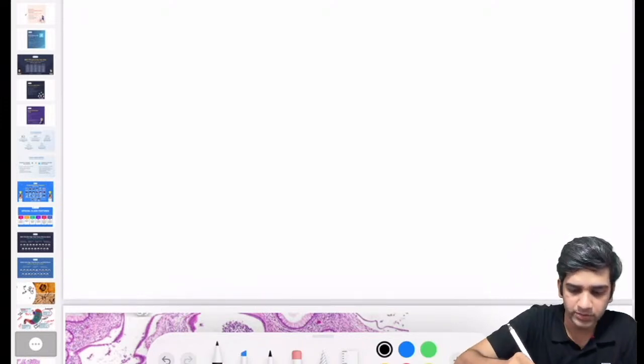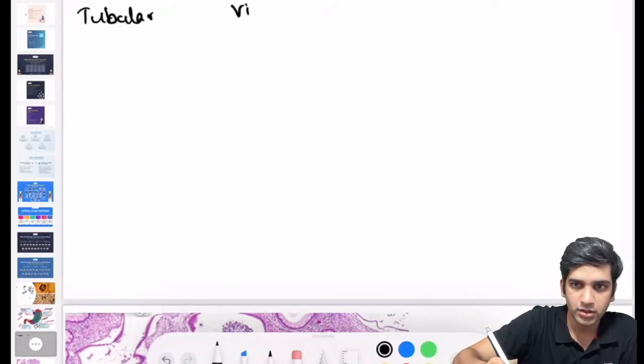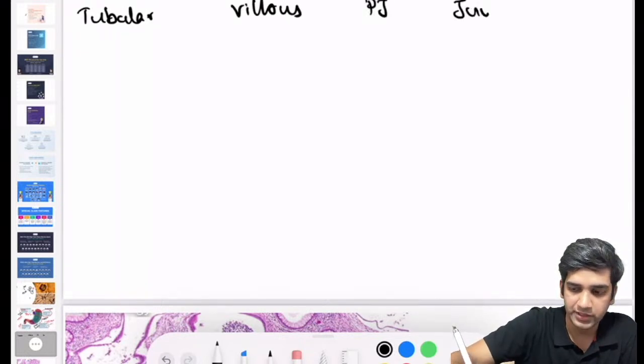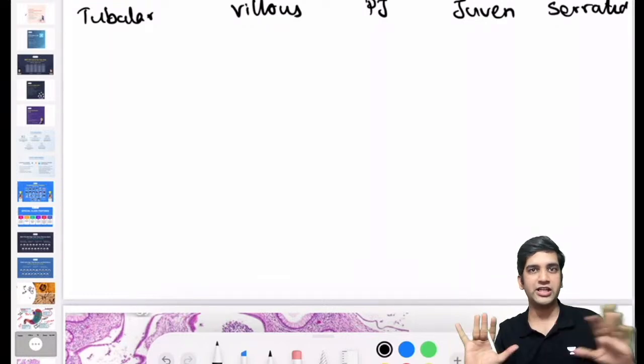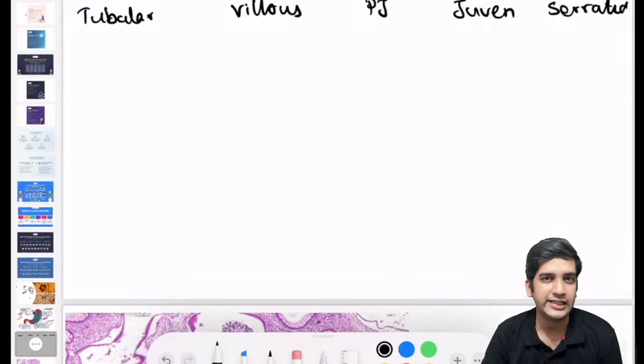Okay, the different types of polyps. We have tubular adenoma. Okay, we have villous adenoma. We have Peutz-Jeghers polyp. We have juvenile polyp. And we have serrated adenomas, right? So these are the 5 different types of polyps which can happen in an intestine. Hyperplastic polyp, I'm not going into much detail. I'll have a passing mention about hyperplastic polyp as well.